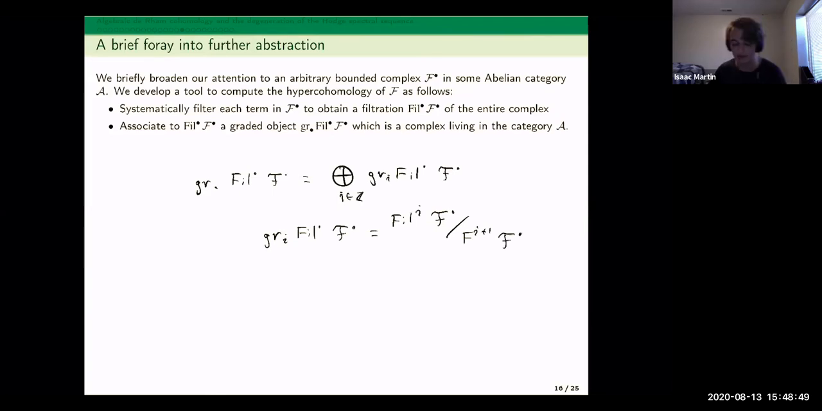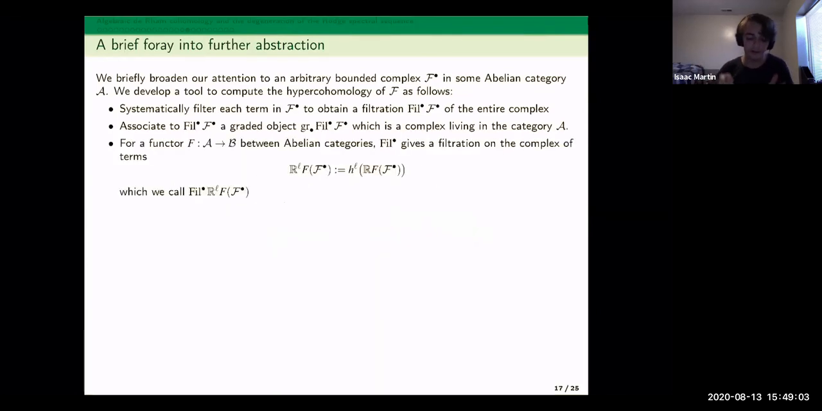And now this does make sense, because as I've set it up, this is a decreasing filtration. So the I plus 1 term is a subset of the ith term. So this guy right here is called the associated graded object, and that's all we care about right now. Great. And then if we take a step back, and if we take a functor, now this seems sort of random, but if we take a functor on abelian category, so from abelian category A to B, then this fill object gives us a filtration on these terms right here.